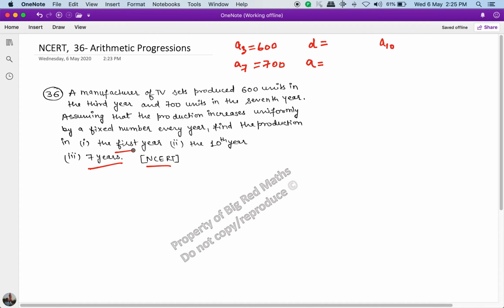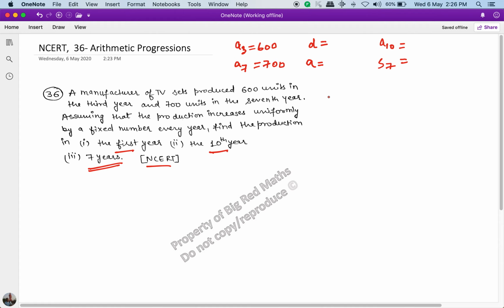Remember, this is in the first year, this is in the 10th year, and this is all across 7 years, which will be denoted by S of 7. Is this clear? We have A3 as 600, A7 as 700, and the production increases uniformly by a certain number which we don't know. The question wants us to find A, the number of TVs produced in the first year, the number produced in the 10th year, and the total produced in 7 years. This question is actually very simple.